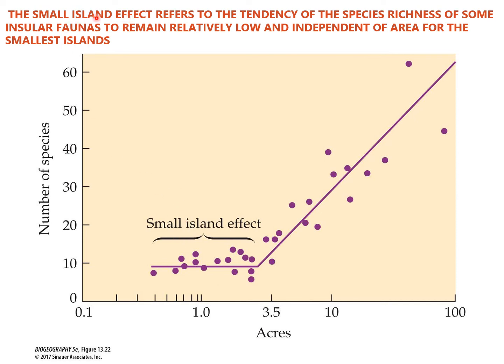But here we're seeing, again, that small island effect, which refers to the tendency of species richness of some island insular faunas, island organisms, to remain relatively low, independent of area for the smallest islands. So basically, the number of species isn't really changing much, and it doesn't really change much until you get to a certain point. Then it's going to start increasing. So not much difference in species richness between these smaller islands.